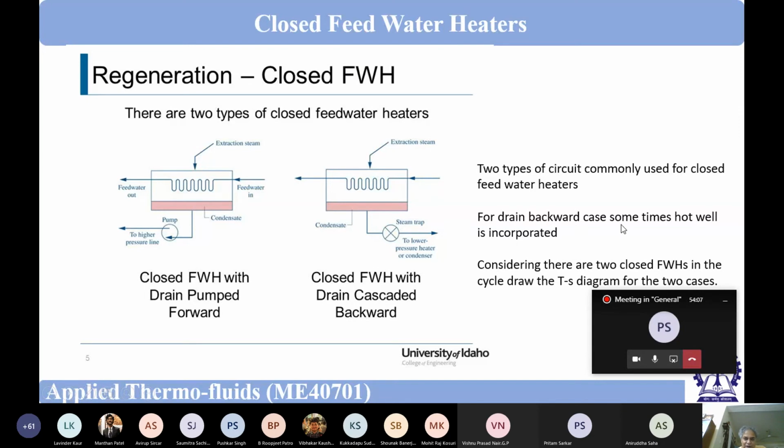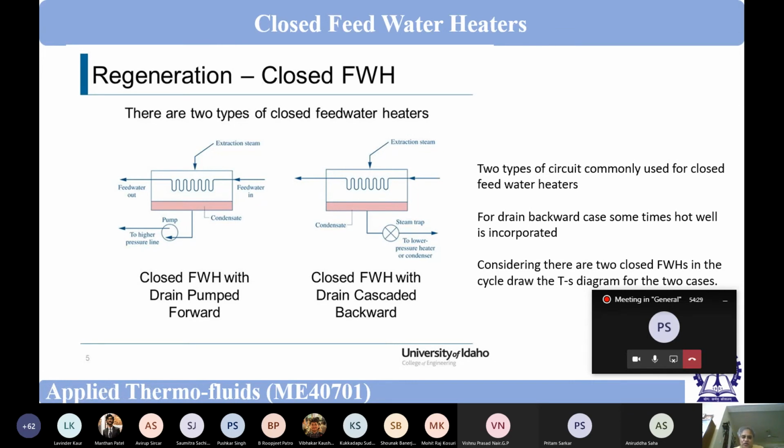For the drain backward case, sometimes a hot well is incorporated. Means sometimes what happens, all this water we collect in a hot well, and from there again we pump it. If you search on the net, you will get this. Due to time shortage, I cannot discuss all these things.